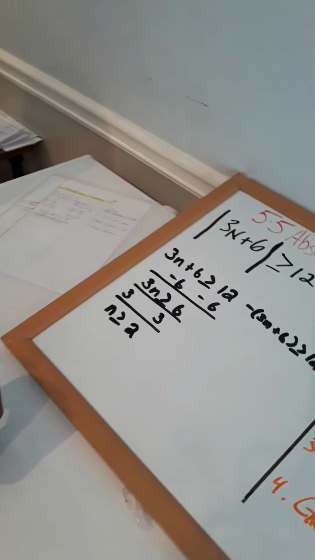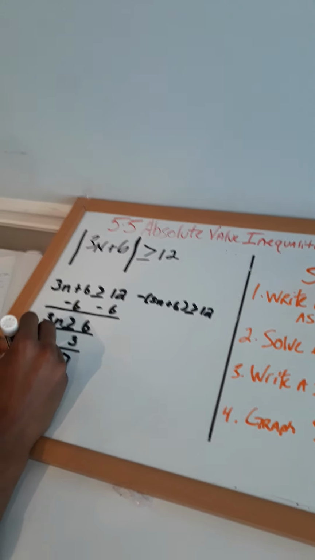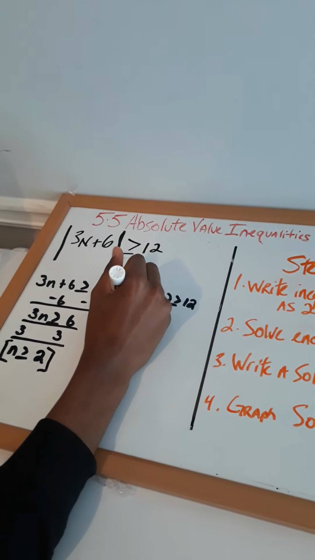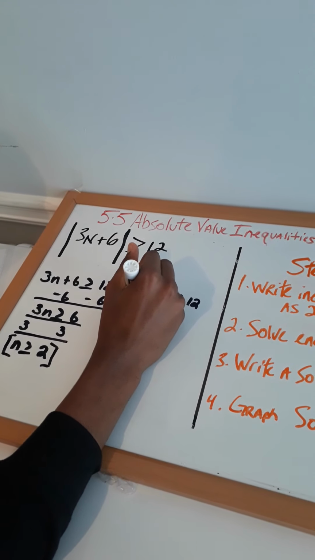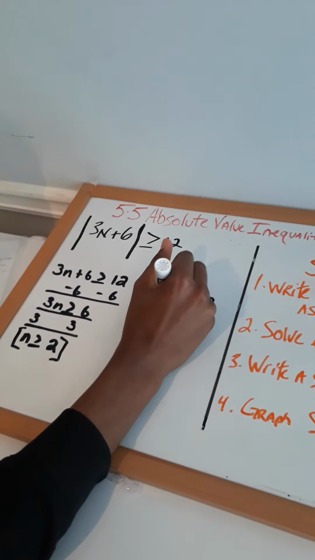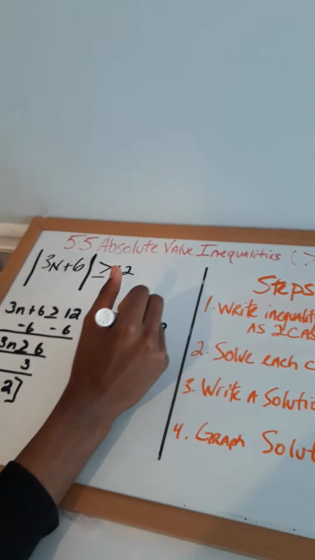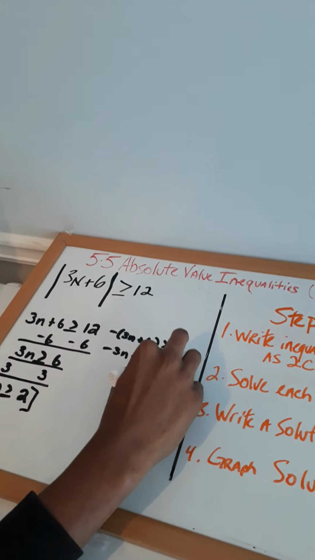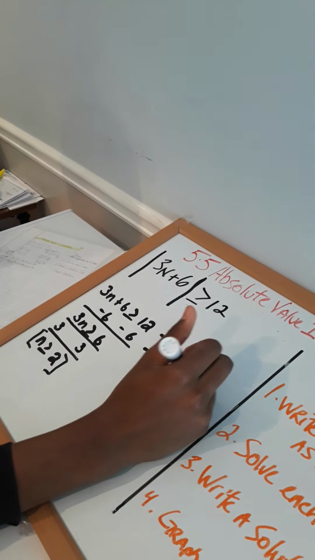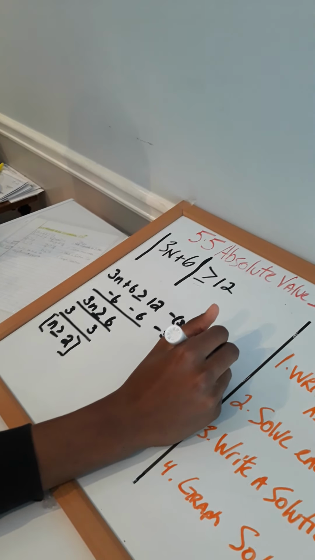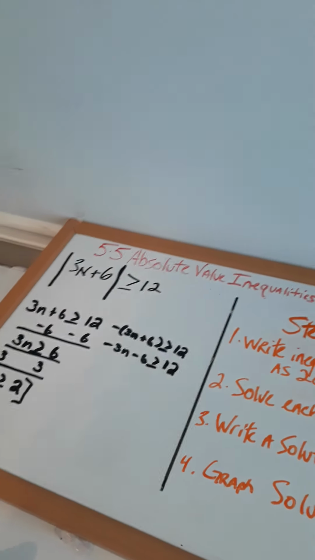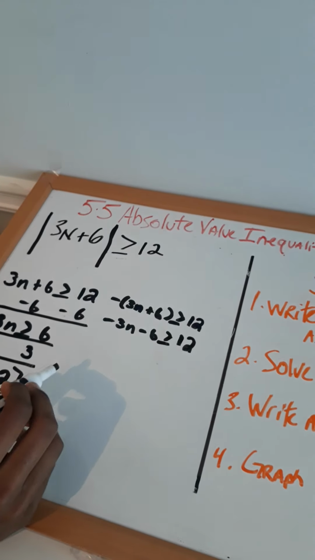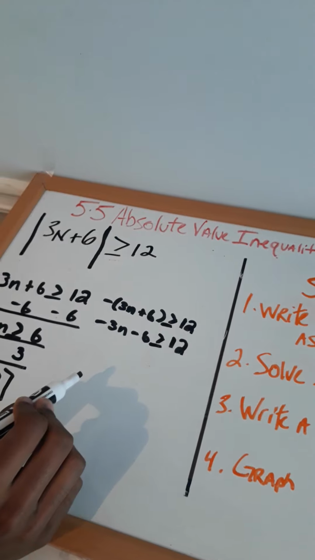Okay, so let's get moving on to our next case. So in your next case, everything in this is going to flip. So now you're going to have negative 3n minus 6. And then you flip your sign. No, you don't flip your sign yet. So then your problem should look something like this. Okay, so your problem should look like negative 3n minus 6 is greater than or equal to 12.